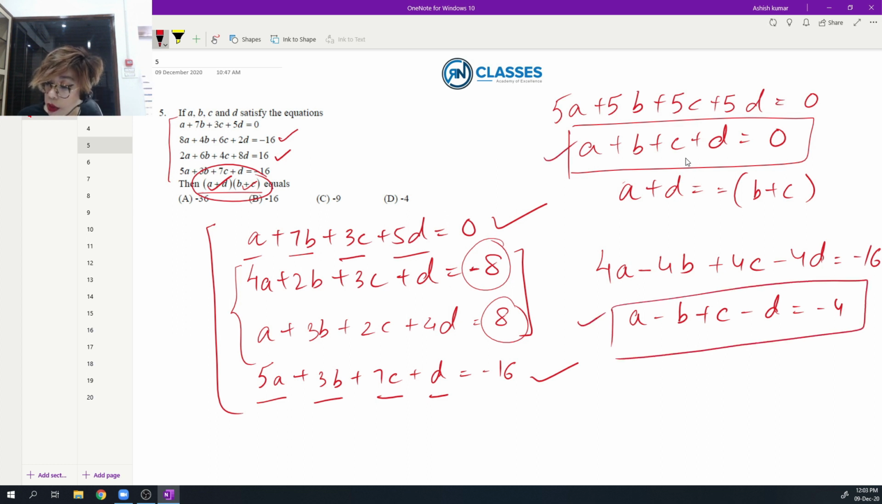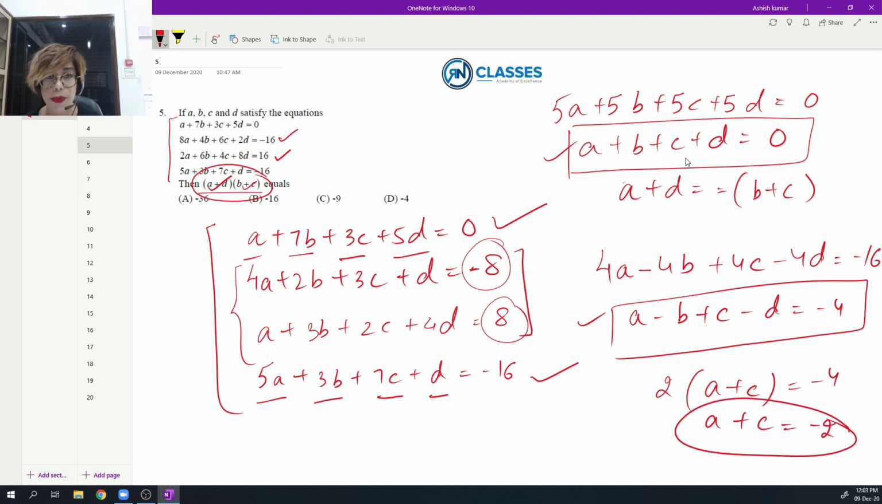If I add the 2 equations, at least मुझे A plus C मिल रहा है, right? 2 into A plus C मिल रहा है, which is equal to minus 4. So A plus C is equal to minus 2. So another good relation. Right? Using these 2 relations and using the Gaussian elimination, you can very well find the values of A, D, B and C. Now you'll say, ma'am, it will take some time.